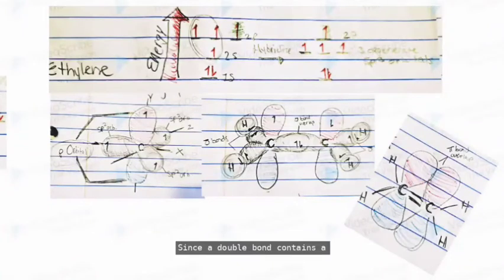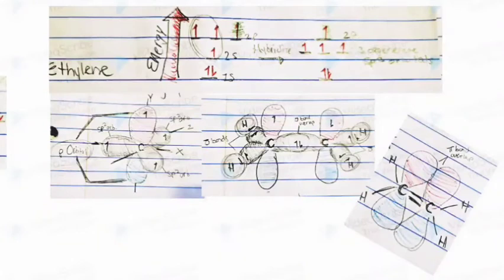Since a double bond contains a sigma bond from one of the sp2 orbitals, count the double bond with a numerical value of 1 for steric number, and then add the 2 other sigma bonds. This gives our steric number of 3 for the carbon we are focusing on. Each carbon will be sp2 hybridized.